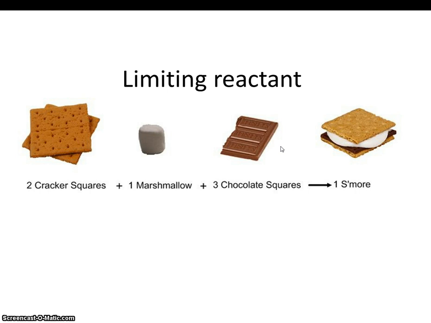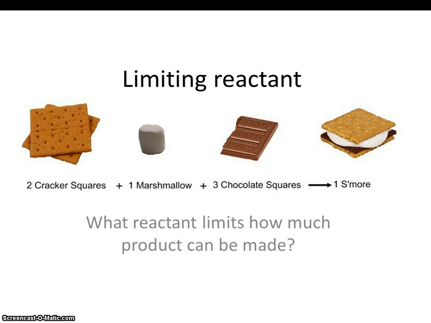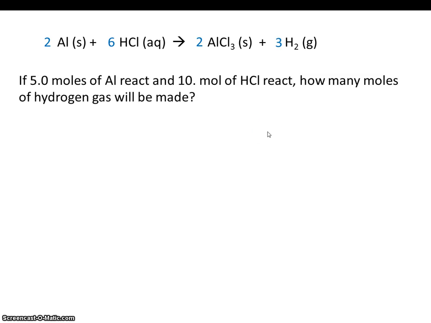So you're going to treat this just like any stoichiometry problem that we've already done, except we'll be looking for which reactant limits how much product we can make. Let's take a look at the following reaction. Of course, make sure that your reaction is balanced. If 5 moles of aluminum react with 10 moles of HCl, how many moles of hydrogen gas can be made?